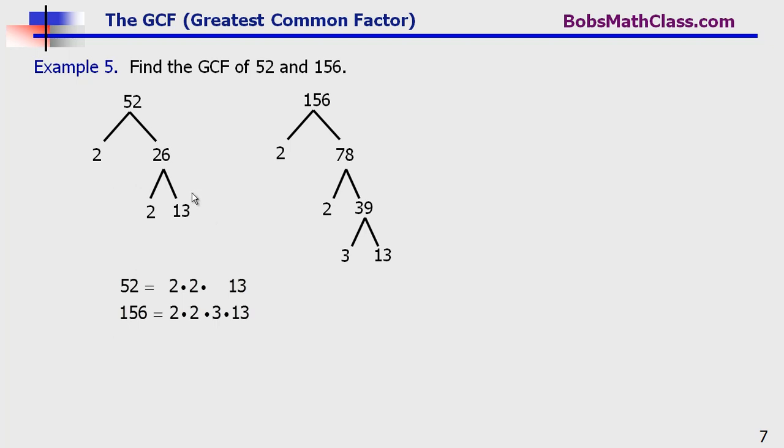So what could we circle? Oh, we could circle a 2. Okay, this time we could circle another 2, because there's a 2 in both rows. And that's it. Oh no, a 13. 13 we could circle. So now we're going to multiply the numbers from one row. So 2 times 2 times 13. 2 times 2 is 4. And 4 times 13 is 52.